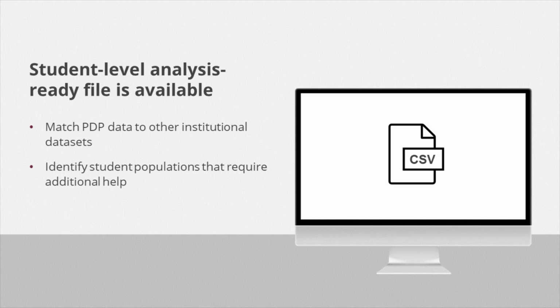The PDP also provides an analysis-ready file. This downloadable CSV file contains student-level data derived from the PDP dataset, which contains each student's outcome metrics. This file enables institutional users to match these PDP data to other institutional datasets, like early alert data, and identify student populations that require additional support.